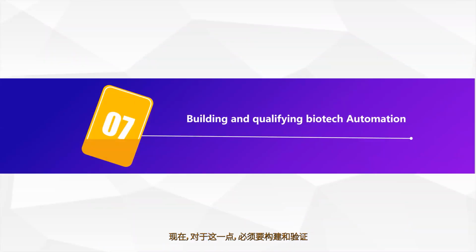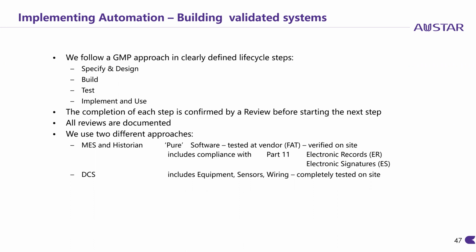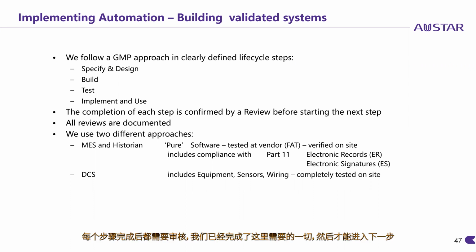Now, all this has to be built and qualified. So how do we do this? We follow a so-called GMP, good manufacturing practice approach, in some clearly defined life cycle steps. These steps are specify and design, build, then test, then implement and use. The completion of each step normally requires a review. So we know, okay, we have done everything that's needed here before we are going to the next step. Reviews are obviously documented.